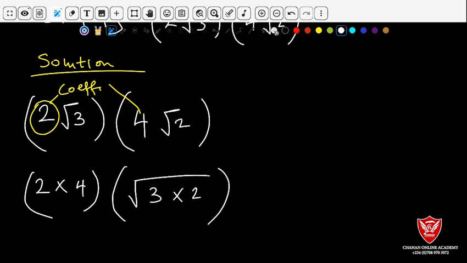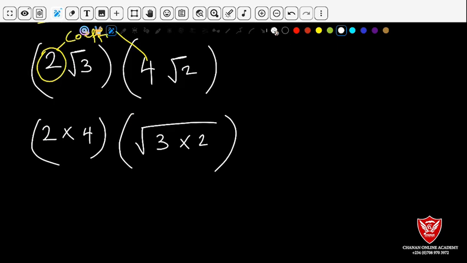So this is what we have. When you multiply this, it is now equal to 2 multiplied by 4 is 8, and root 3 multiplied by root 2 is root 6. So this is our answer. So whenever you have two mixed surds multiplying, you multiply the coefficients and then multiply the surds. That way you have your answer.